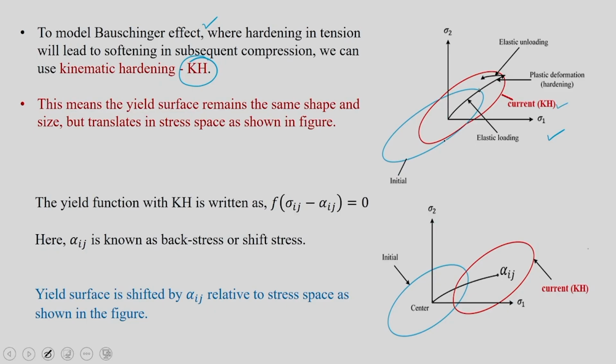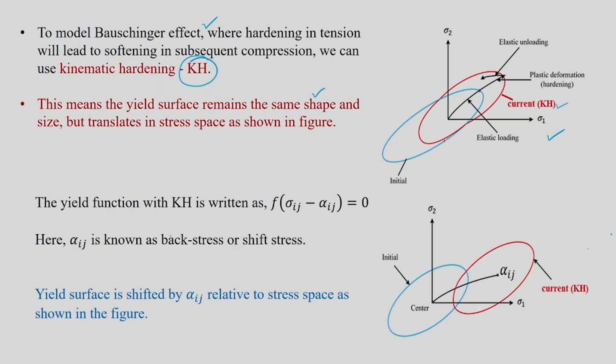This is the elastic part, this is the plastic deformation part, and then the unloading part is written, and you will see here that the shape is the same. Your yield locus actually gets translated in the stress space. The yield surface remains the same shape and size, but translates in stress space. It moves in the stress space, which is a good way to model the Bauschinger effect. So how are we going to write it?